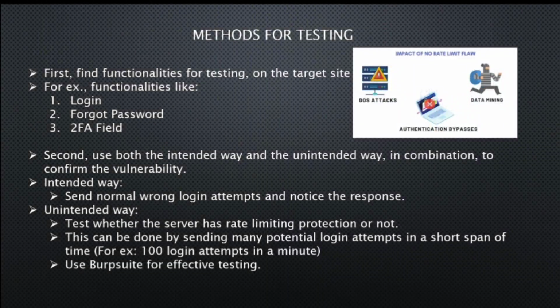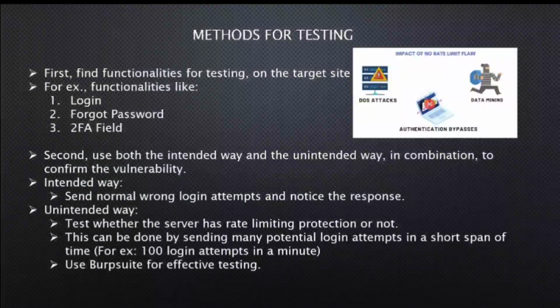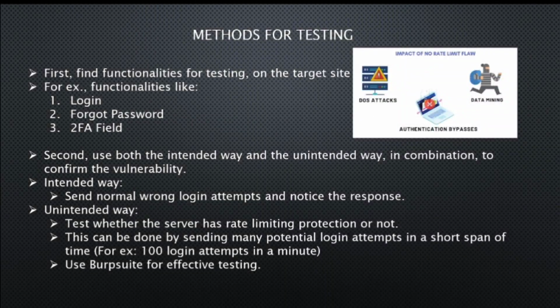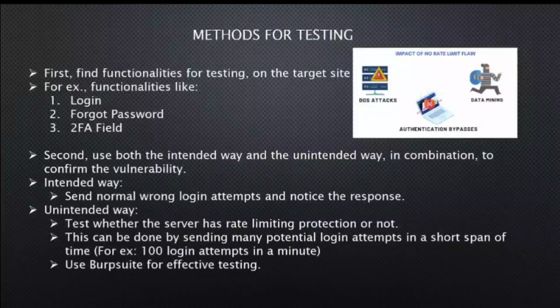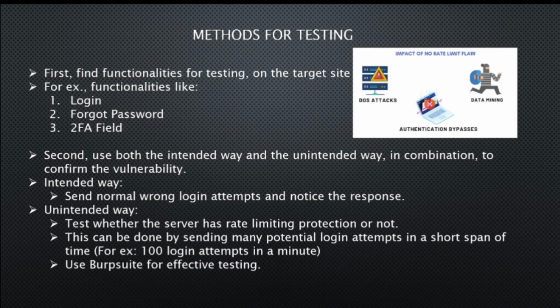So these are the short and very to the point steps for finding out the no rate limiting vulnerability. First, find functionalities for testing on the target set. This is very important because using the functionality, you will be able to create an impact.